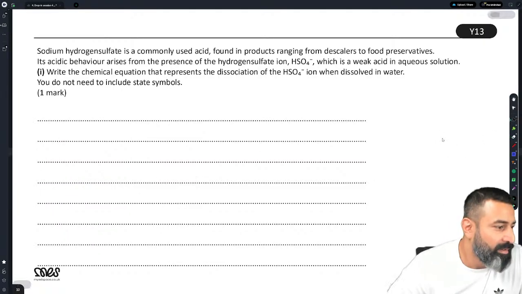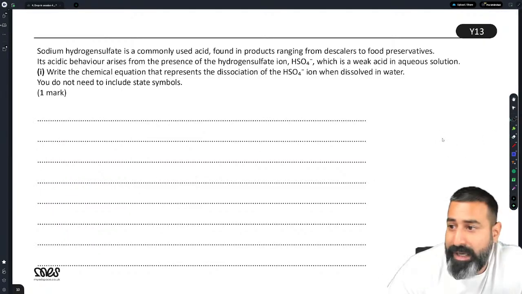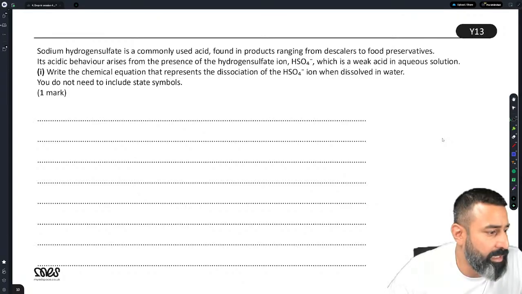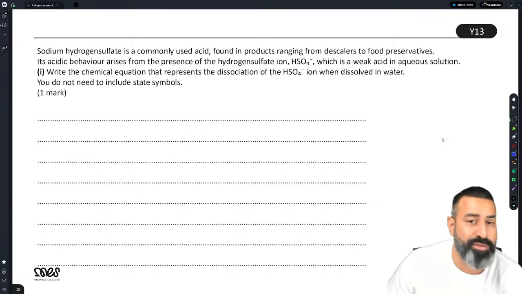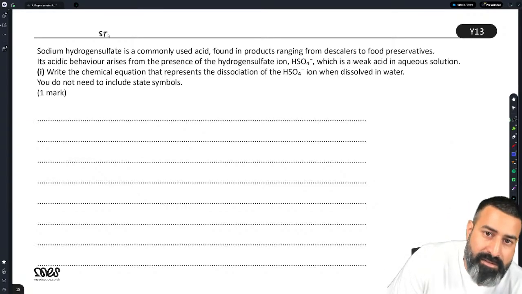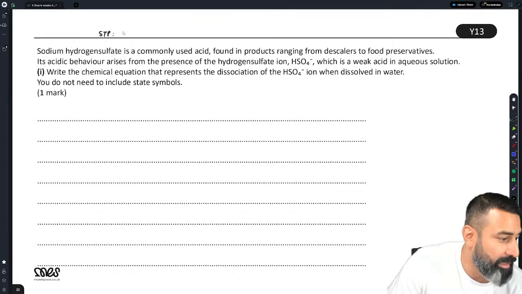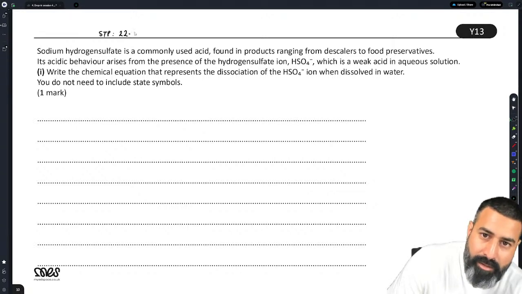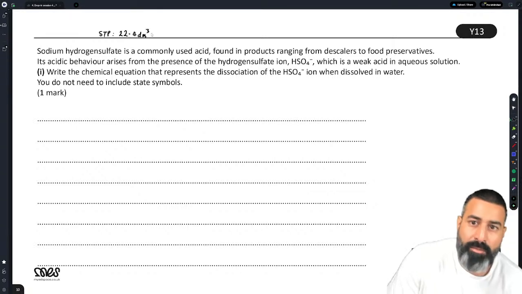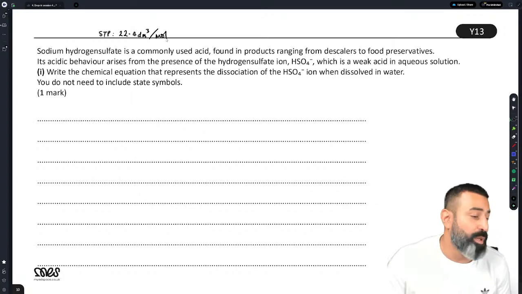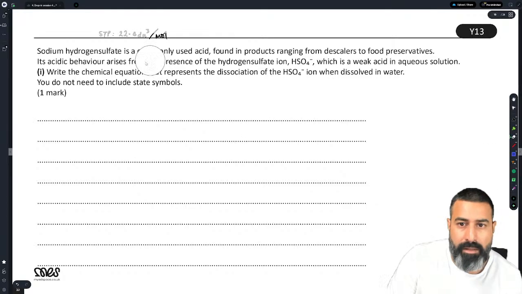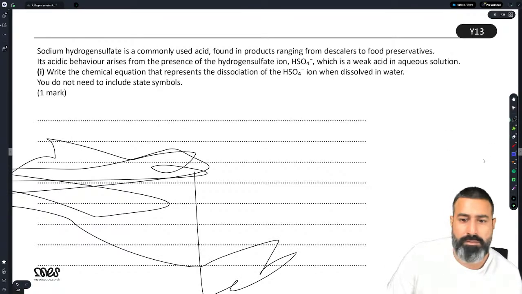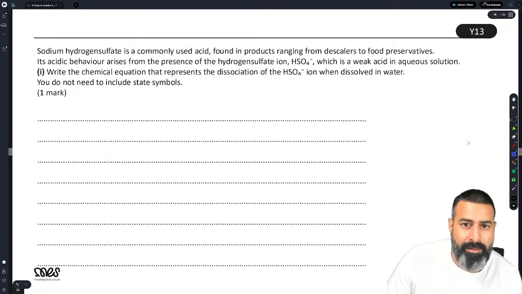Let's have a look. So now I thought I'd do a bit of acid base. We haven't done acid base in a while. So sodium hydrogen sulfate: at room temperature and pressure the molar volume is 24 decimeters cubed, and at standard temperature and pressure it's rare that you'll get this. If you do get it, it's a tough one, and they'll probably show you, but it's 22.4 decimeters cubed per mole. But room temperature pressure is 24. Okay.